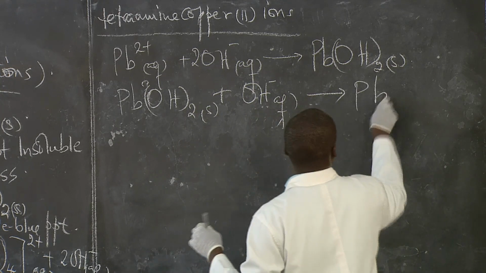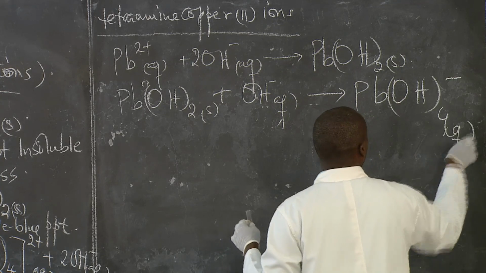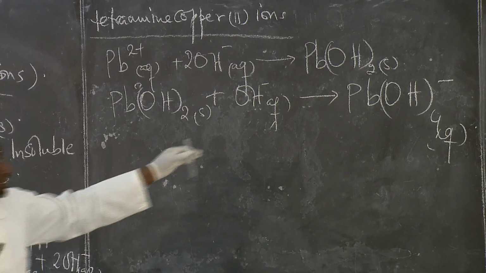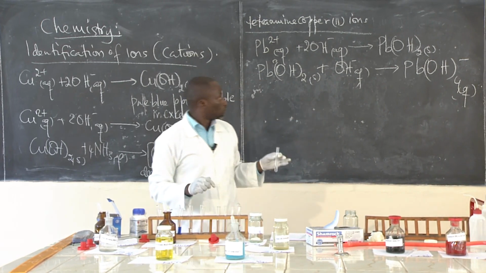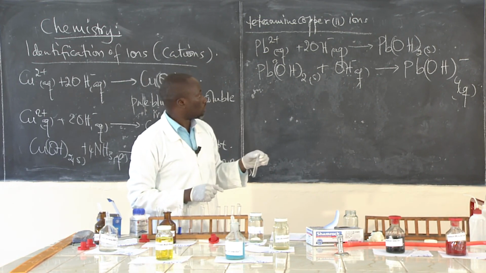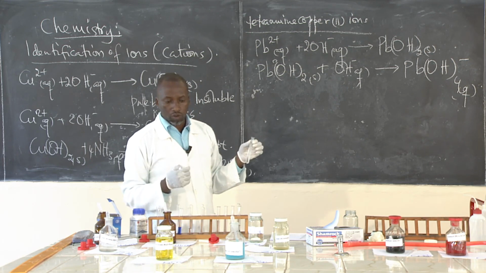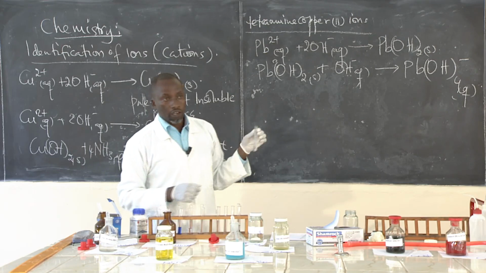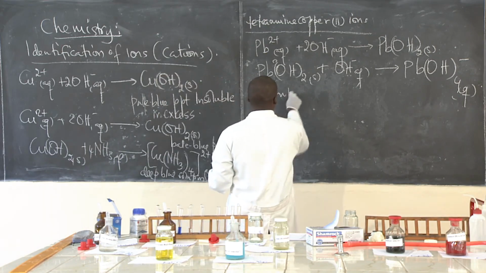This and then forms, this is the colorless solution that has been formed. So this colorless solution is tetrahydroxoplumbate(II) ions. So this is the colorless solution. Why does it have to dissolve? And yet others were not dissolving in sodium hydroxide. Lead 2 hydroxide, remember, is amphoteric.